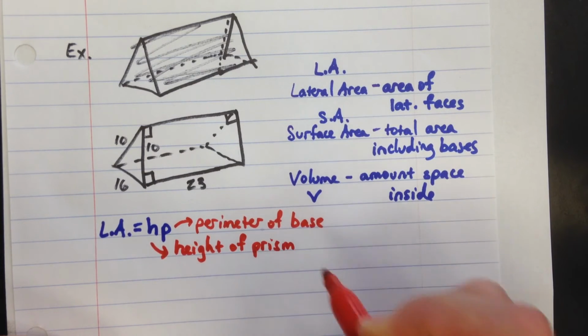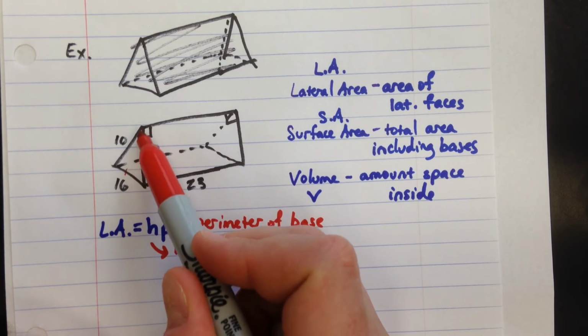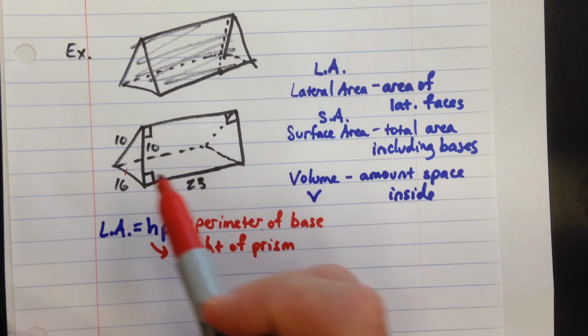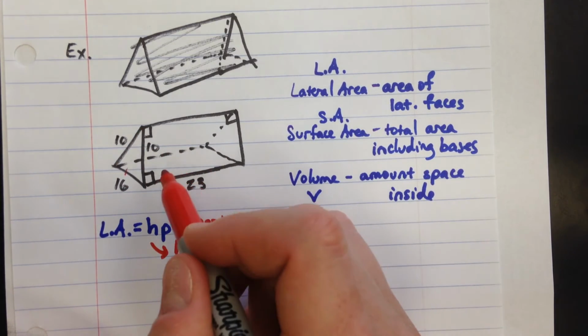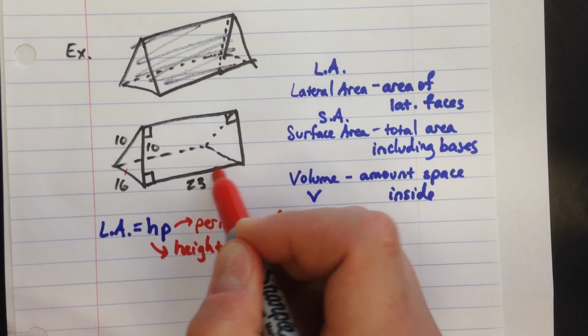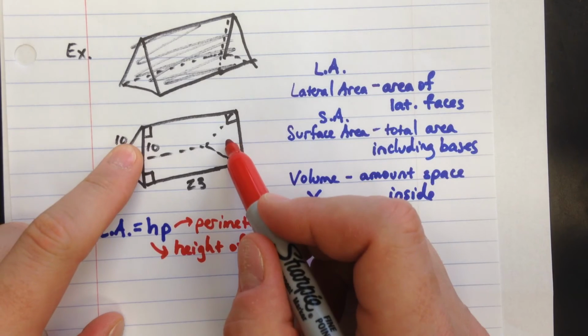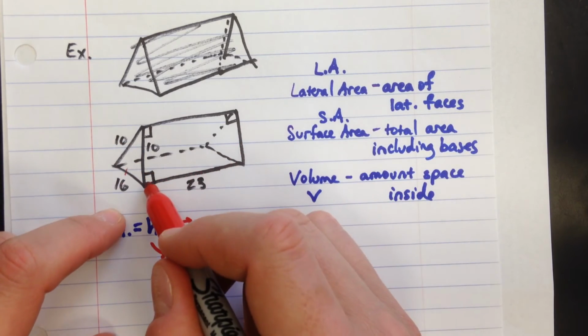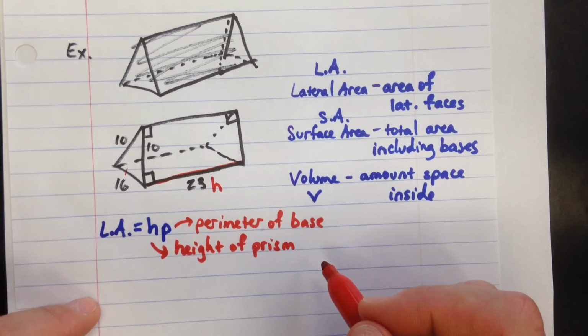Now this is where you got to be careful, because you might think of the height for the triangle, but that's not the height of the prism, that's the height of the base. In this case, the height of the prism is the distance, it's the segment between the bases. So if the bases are the triangles, the segment connecting them is right here, that's 23, that is your h.